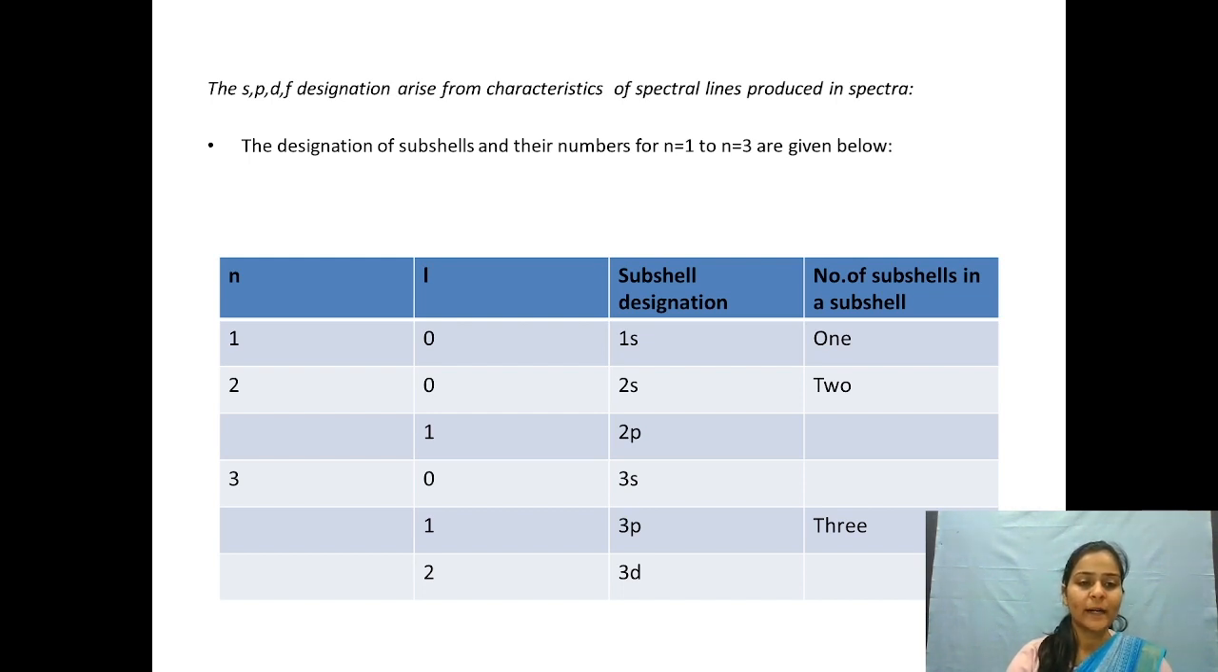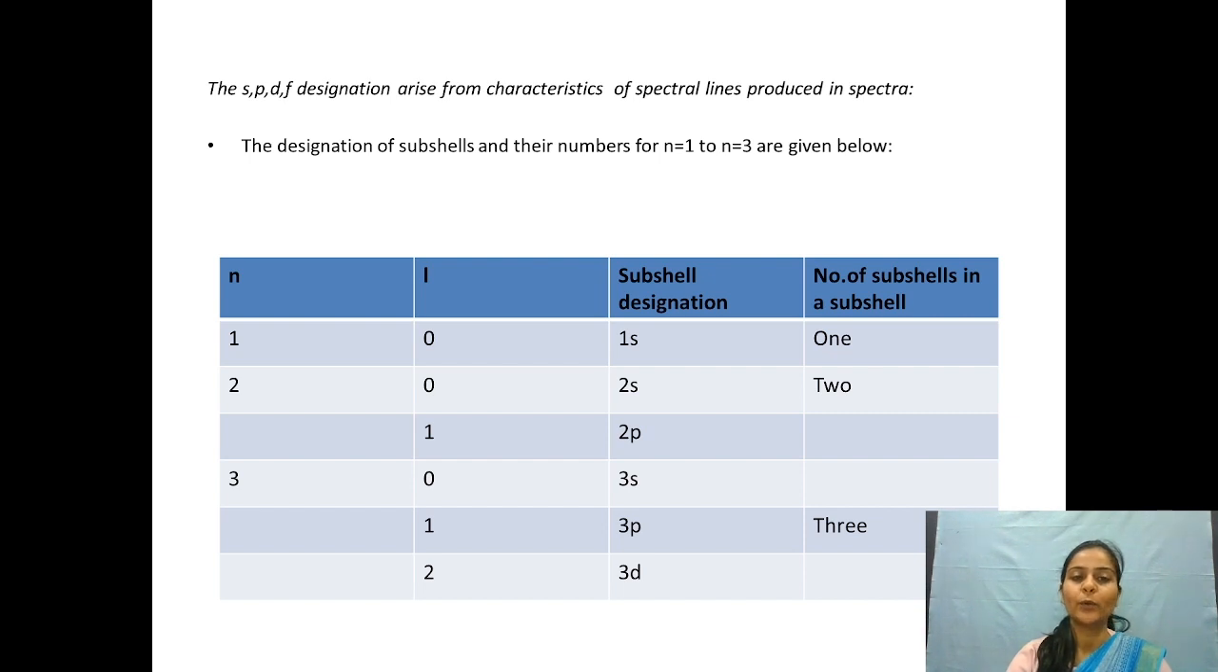You can see I am taking the example of n equal to 2. For n equal to 2, l varies from 0 up to n minus 1. So here n minus 1 will be 1, right? So l has the values 0 and 1. For l equal to 0, the subshell designation is s and the principal quantum number remains the same, so I have written 2s.